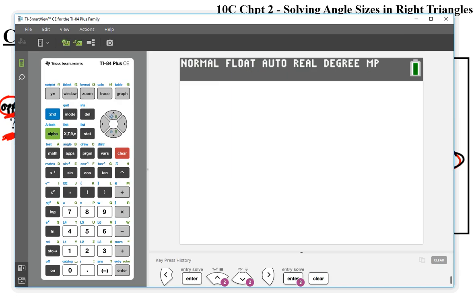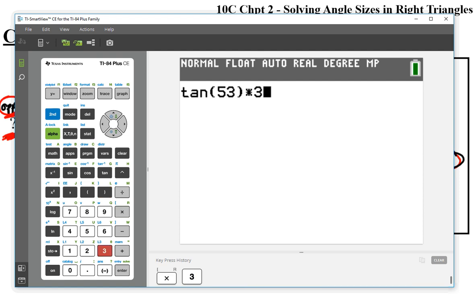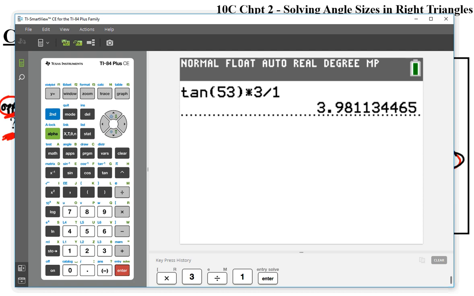So now on our calculator, here we go. We're in degree mode. We want to do just what it said, tan 53 degrees. Make sure you put that in brackets. Tan 53 has to be 53 in brackets because now I want to multiply by 3 and divide by 1. Tan 53 times 3 divided by 1, and there we go. 3.98. There's our side length.